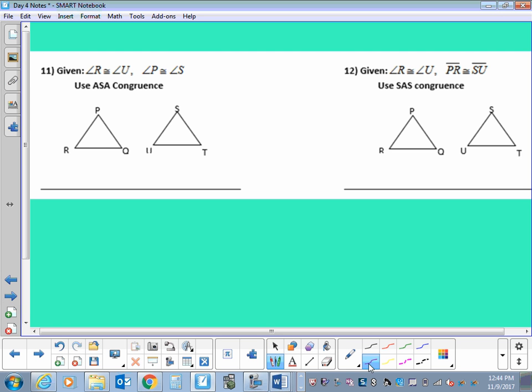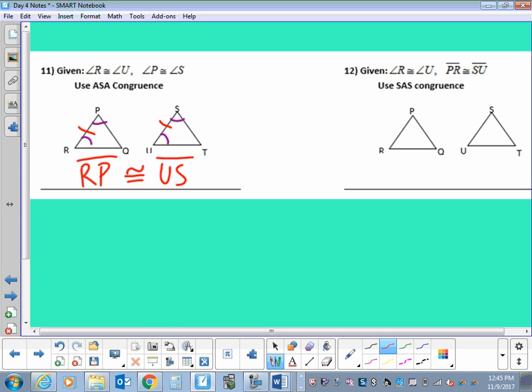Alright, so number 11, what did you guys get? Alright, so let's see here. We said angle R is congruent to angle U. You guys in the back, stop talking. And then angle P is congruent to angle S. They wanted angle, side, angle. So Sonia said RP and US, or you could write it differently. Did everyone get that? Side RP is congruent to side US. Or you can write PR and SU, it doesn't really matter, as long as it's consistent.